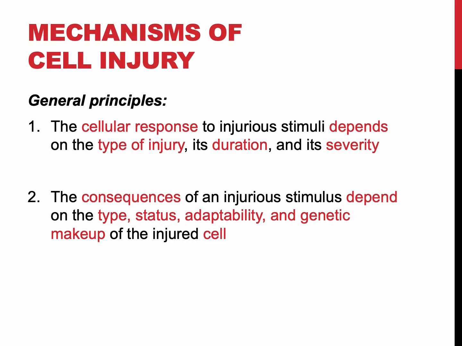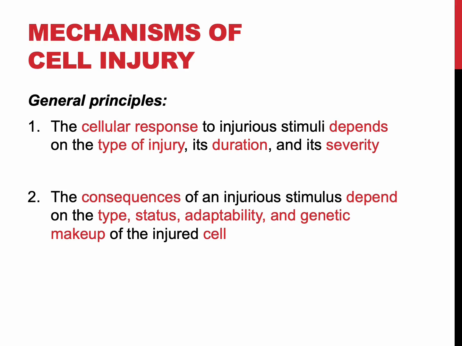So when we talk about cell injury, there are general principles that often apply. When you have a cell injury, typically the cellular response to that injury will depend on the type of injury, as we talked about before, with the different types of etiology for an injury to the cell. But another factor that's going to be very important in terms of the cellular response is the duration of that injury itself, as well as the initial severity of that injury. And all of that will factor into the response of the cell.